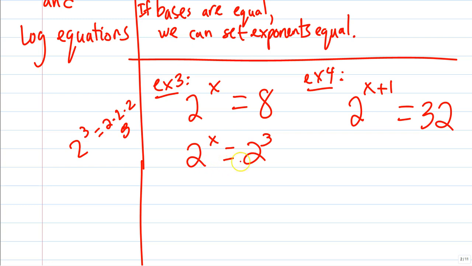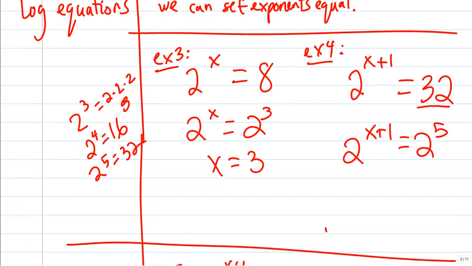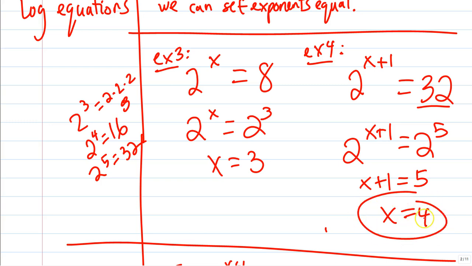Okay? So when I make these the same base, I can just set the exponents equal. If I've got 2 to the x plus 1 is equal to 32, 32 is also base 2. 2 to the fourth would be 16. 2 to the fifth would be 32. So I rewrite that 32 as the same base, so that I have 2 to the x plus 1 is equal to 2 to the fifth. Now I can set the exponents equal and get that x plus 1 is equal to 5. Subtracting the 1, I get that x equals 4. And that'd be pretty easy to plug in. I would end up with 2 to the fifth equals 32.